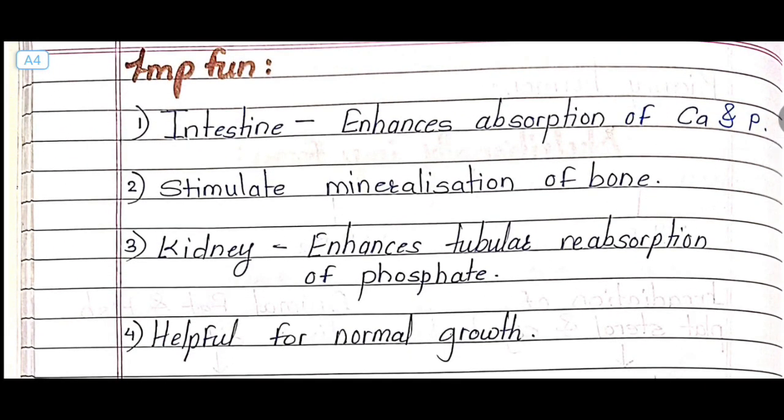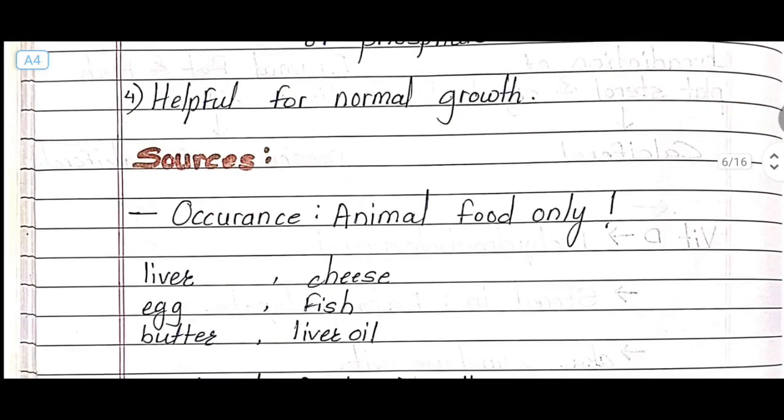What are the important functions of vitamin D? In the intestine, vitamin D enhances the absorption of calcium and phosphorus. It stimulates the mineralization of bone. In the kidney, it enhances the tubular reabsorption of phosphate. It is helpful for normal growth.